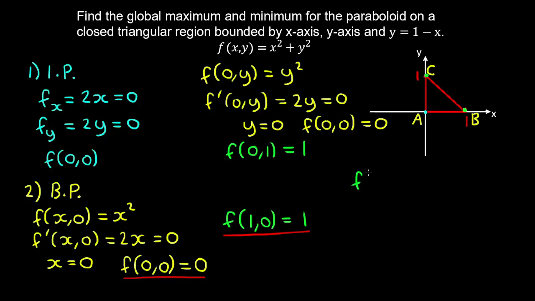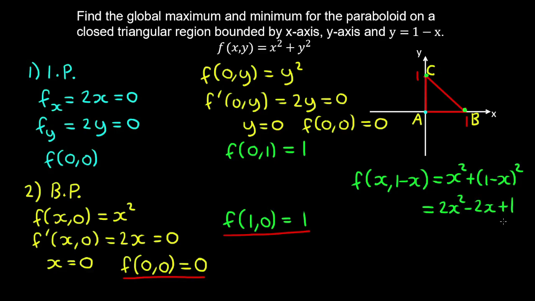So what we have is a function of x and y, where y is 1 minus x, is equal to x squared plus 1 minus x squared. And simplifying this, we get 2x squared minus 2x plus 1. And differentiating, we get the derivative at x and 1 minus x, evaluating to 4x minus 2, and setting this equal to 0, we get x is equal to a half.